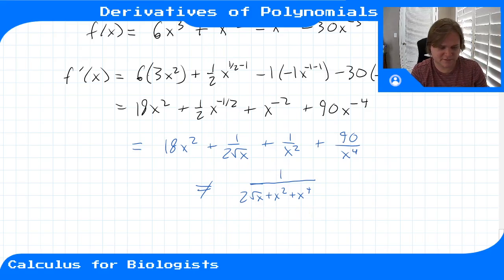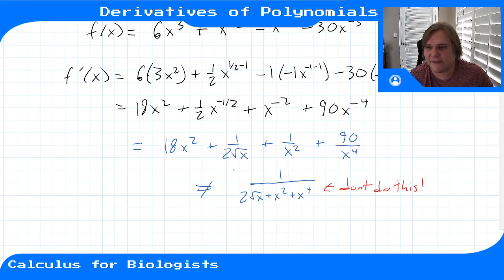Don't do this. Okay, that would be wrong. They have to be separate. Unless you were to combine them by finding a common denominator, you can't just add them on the bottom automatically, right? So I'm just gonna cross that out. I don't want you to do that.